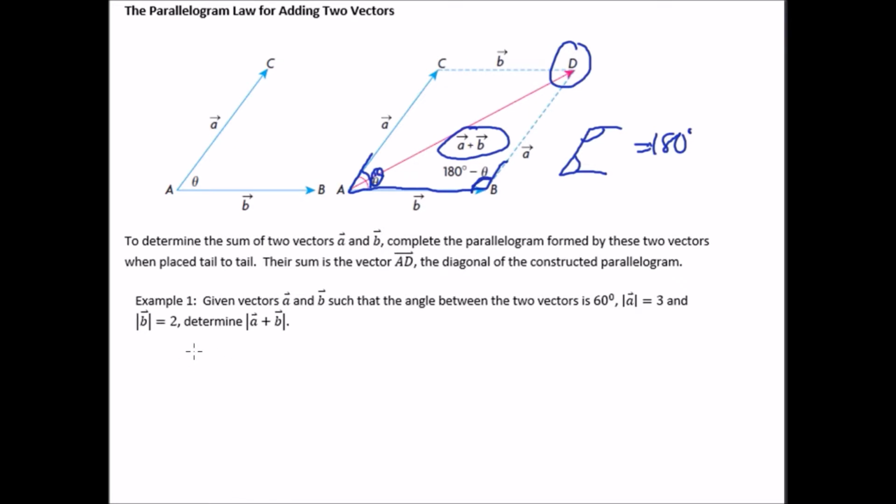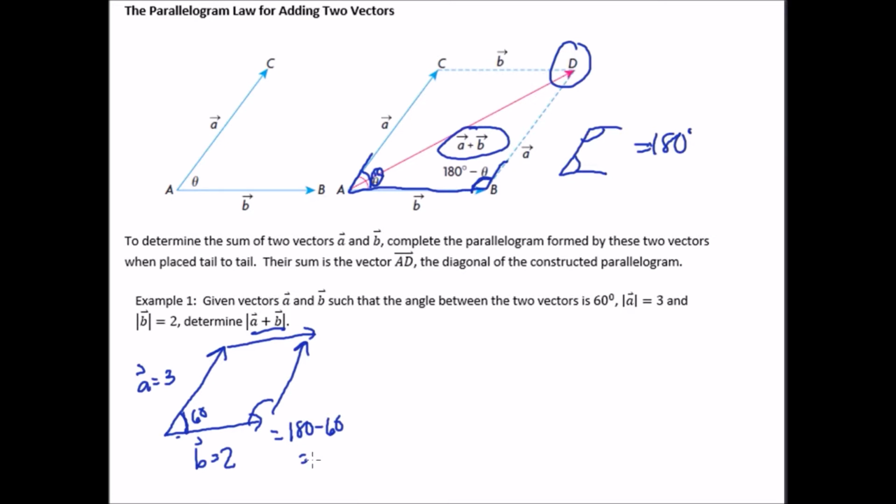So example 1: given vectors A and B, such that the angle between the two vectors is 60 degrees, the magnitude of vector A is 3, and the magnitude of vector B is 2, determine the magnitude of A plus B. So this is 60. If we have that and we have to add the two vectors, let's do the parallelogram. No big deal. This angle in here is going to be 180 minus 60. It's going to be 120.